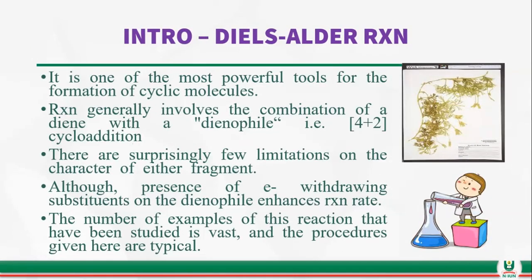Introduction. What is the Diels-Alder reaction? The Diels-Alder reaction is actually one of the most powerful tools for the formation of cyclic molecules. In as much as it's very good for the formation of cyclic molecules, it is restricted to the formation of 6-membered rings. If you want to synthesize 7-membered, 3-membered, 4-membered or 5-membered rings, then you may have to go through other approaches.